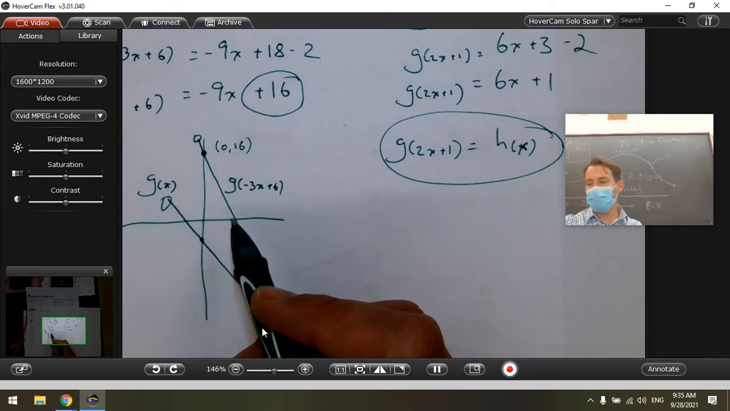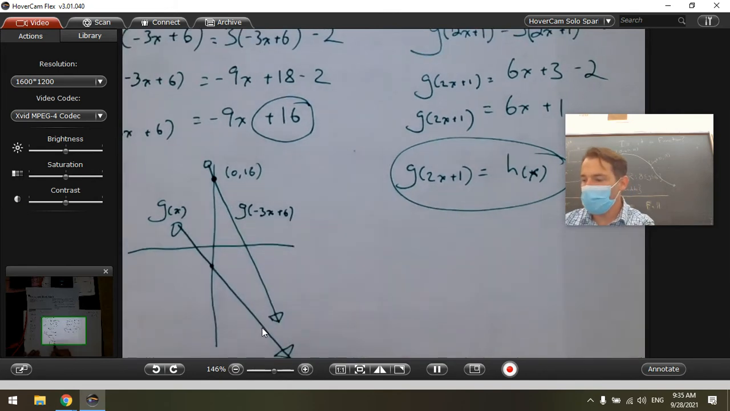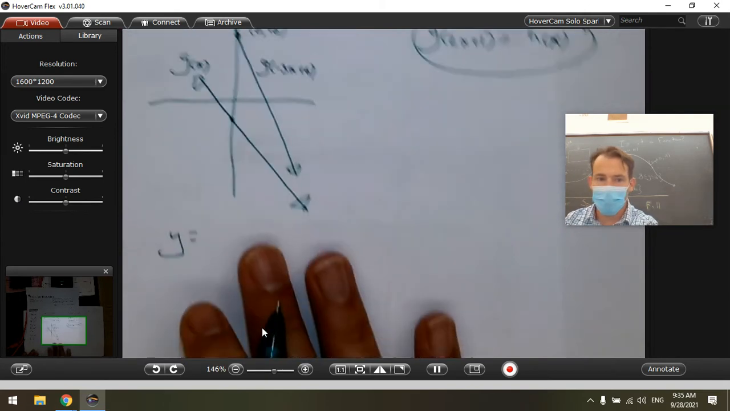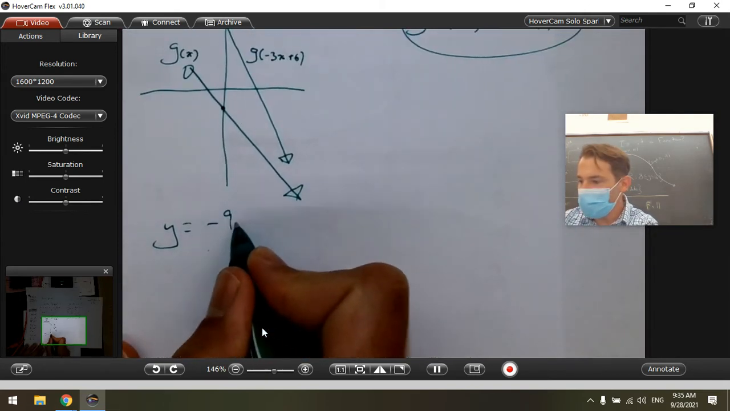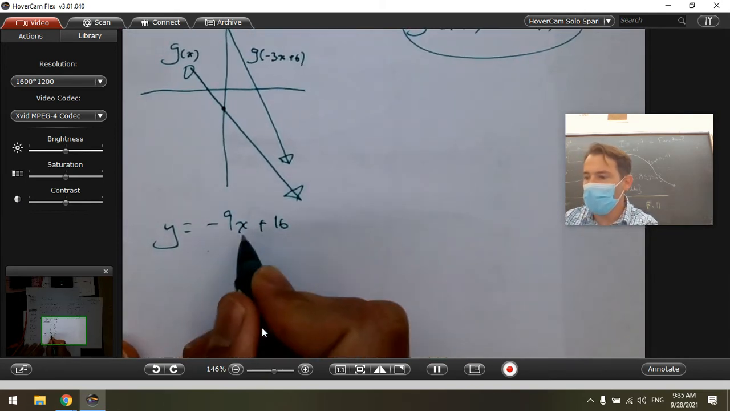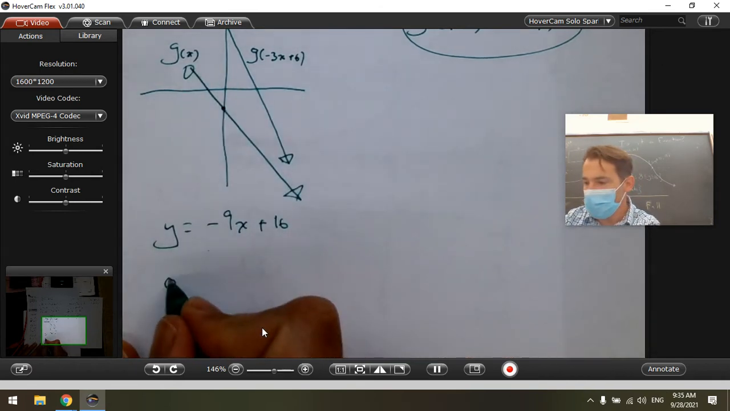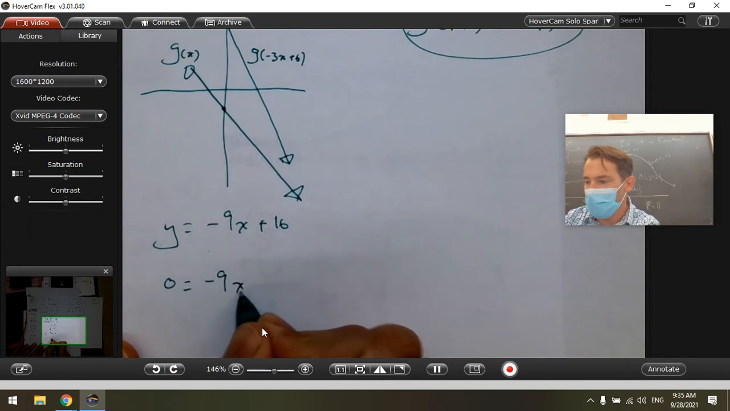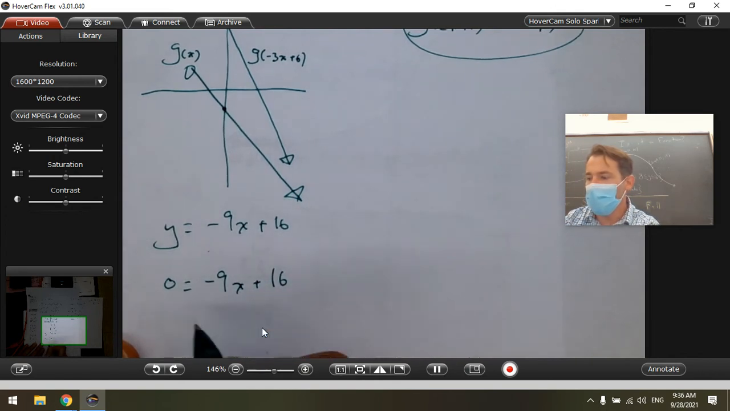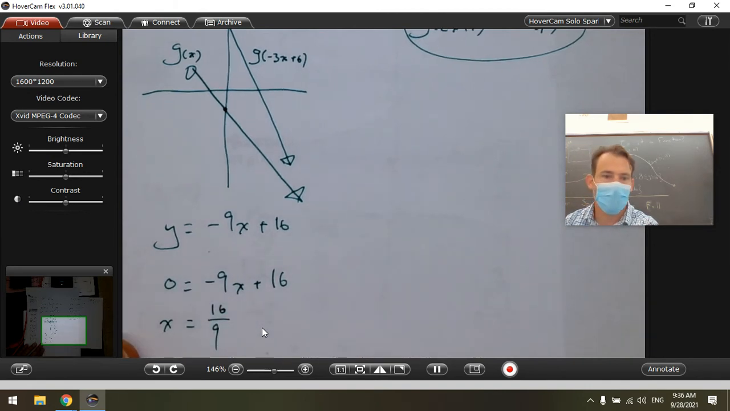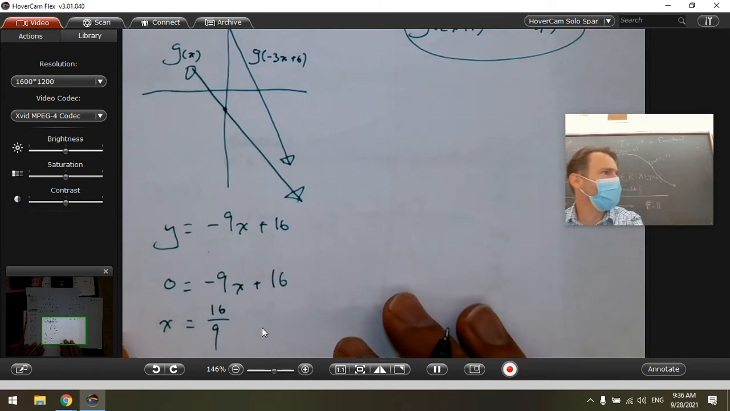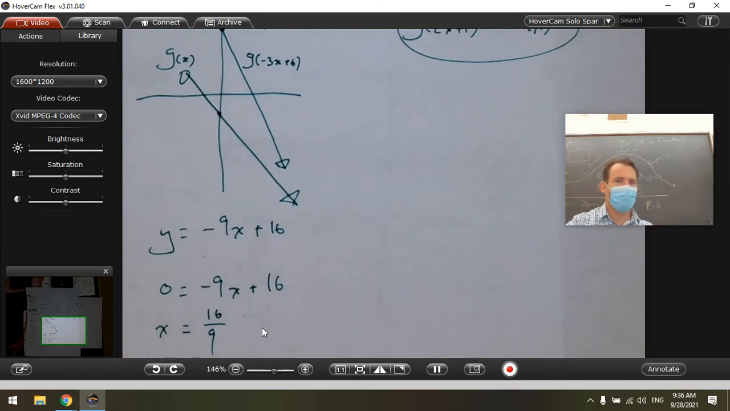Oh, the x-intercept I would have to evaluate. I would say y is equal to negative 9x plus 16, and I want to know when y is 0. That's going to give me my x-intercept. So I would say 0 equals negative 9x plus 16, and evaluate. And I would find that x is equal to 16 over 9. But if you just drew a line like that, it would be fine. I'm just doing a sketch for your benefit. I didn't ask you to graph it.